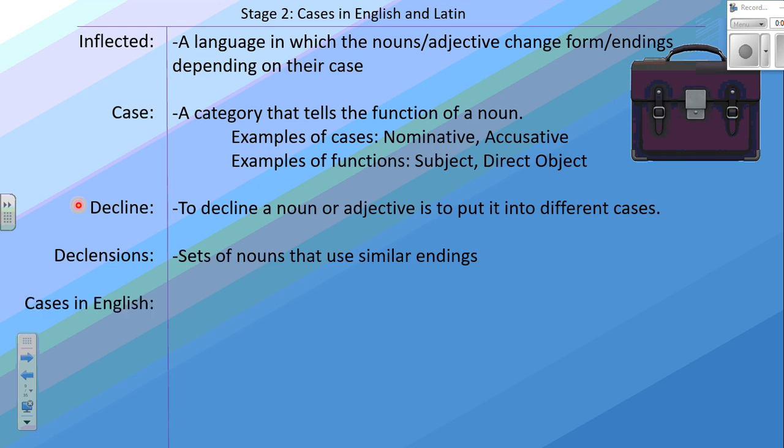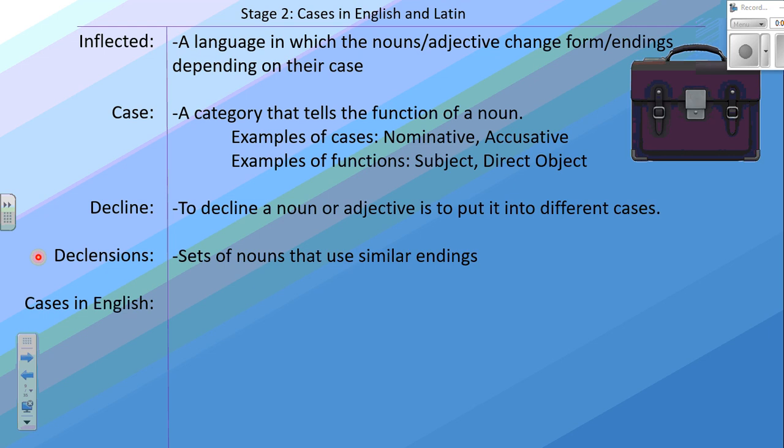There's 5 declensions in Latin. We're only going to learn 3 of them for your whole time in middle school Latin. You won't learn 4th and 5th declension until Latin 2. So for all of 1A and 1B, we'll just deal with 3 declensions. If all that sounds super confusing, that's okay. We're going to work through this together.